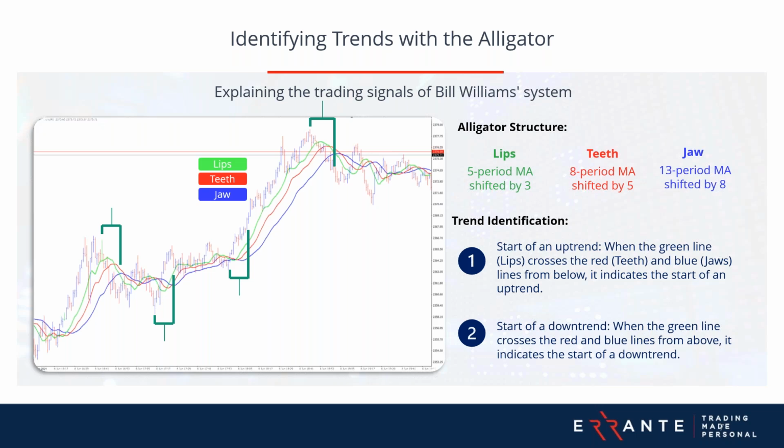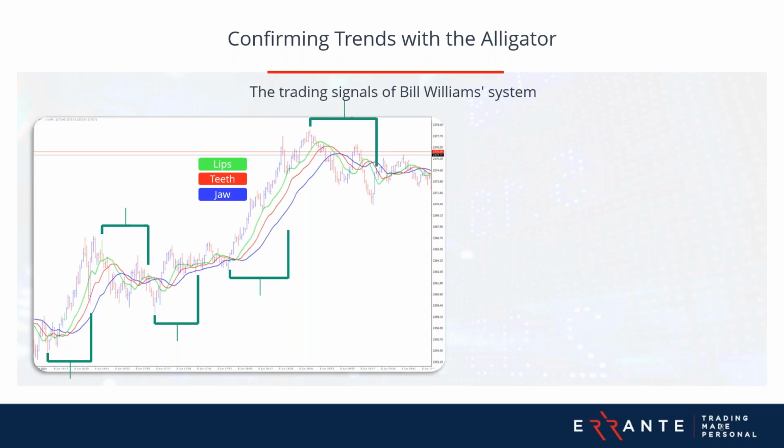Of course, we are not going to rely solely on this explanation to trade the alligator, but we for sure need more confirmation from other technical tools. Trend confirmation using the alligator occurs when the lines move apart and in the same direction, indicating a strong trend as the alligator's mouth opens.